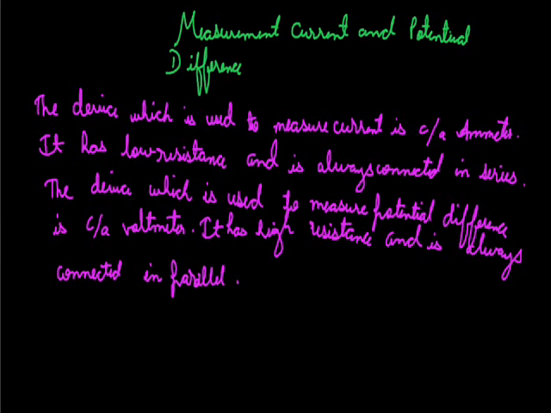Now we will start with Ohm's law. This is the most important law in electricity. According to Ohm's law, the potential difference across the ends of a conductor is directly proportional to the current flowing through it. But there are some conditions which must be fulfilled for this. That is, the temperature and the physical conditions should remain constant.